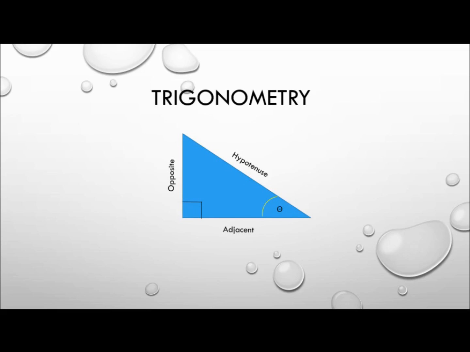Now for any right angled triangle, one of the angles must be 90 degrees, and we can pick either of the other angles and we'll pick one and call it theta. This is the Greek letter theta.